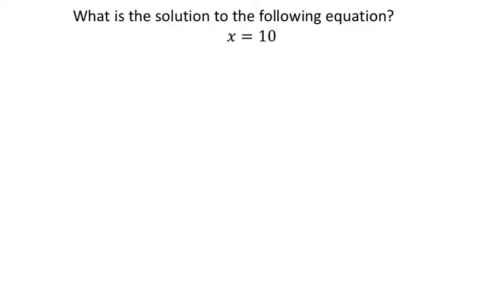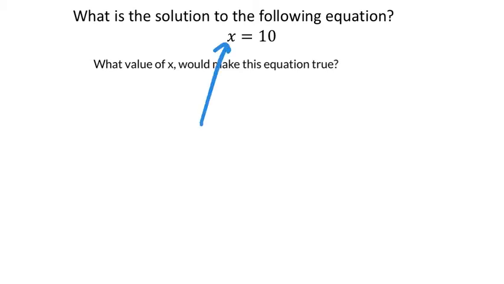So something like this. This is an equation, and it's asking, again, what is the solution of this equation? What it's really asking is, what value of x would make this equation true? The only value of x that I could think of that would make this true is if I replaced x with 10. Boom, right there. X equals 10. Now I get a true statement.